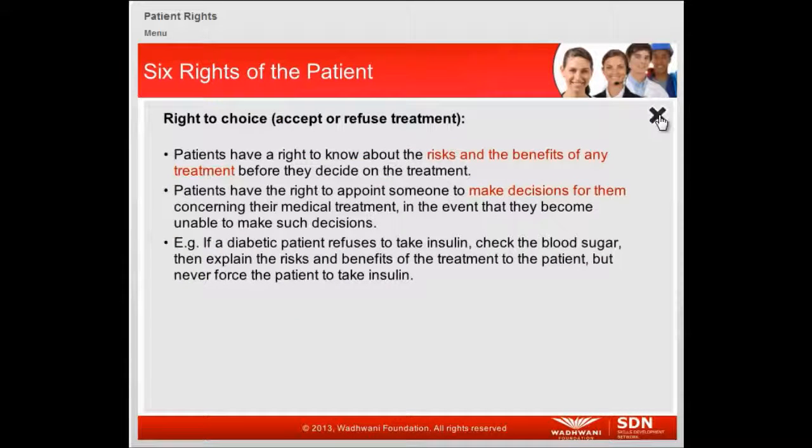Right to choice. Patients have the right to accept or refuse medical treatment. Patients have a right to know about the risks and the benefits of any treatment before they decide on the treatment. Patients have the right to appoint someone to make decisions for them concerning their medical treatment in the event that they become unable to make such decisions. For example, if a diabetic patient refuses to take insulin, check his or her blood sugar, explain the risks and benefits of the treatment to the patient, but never force the patient to take insulin.